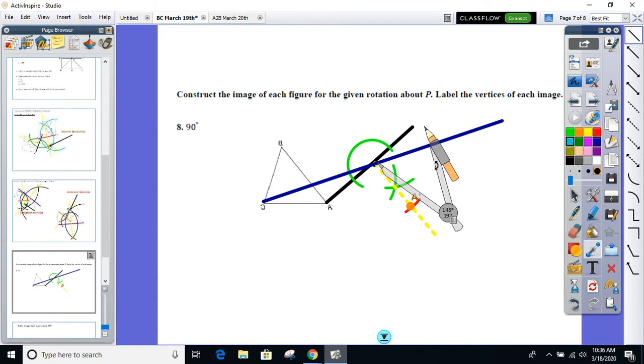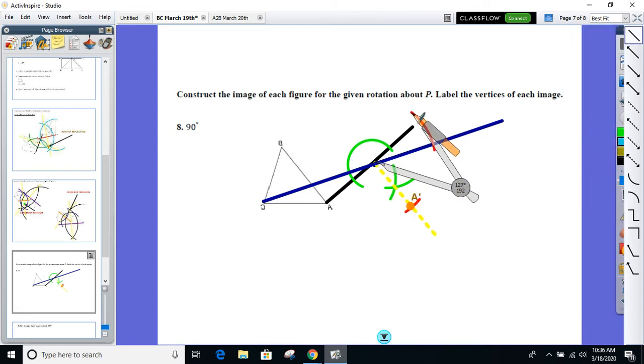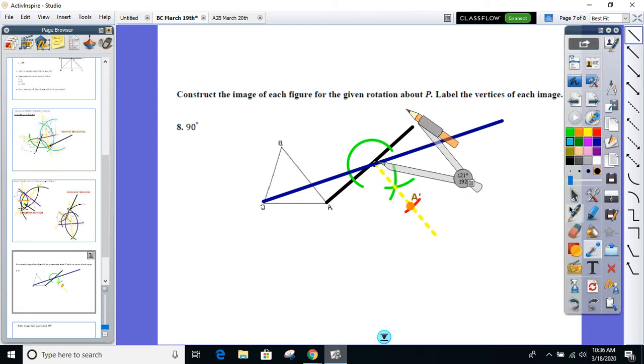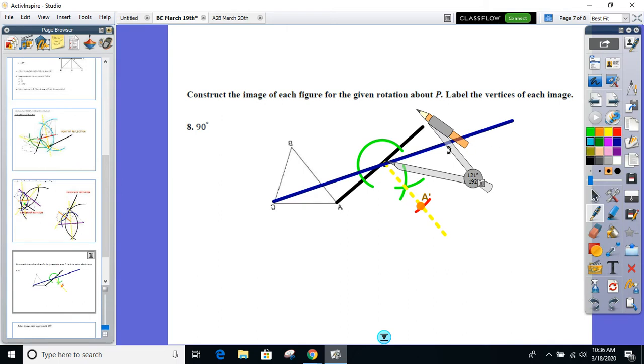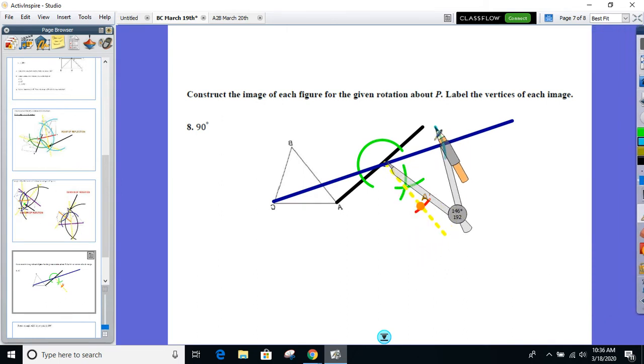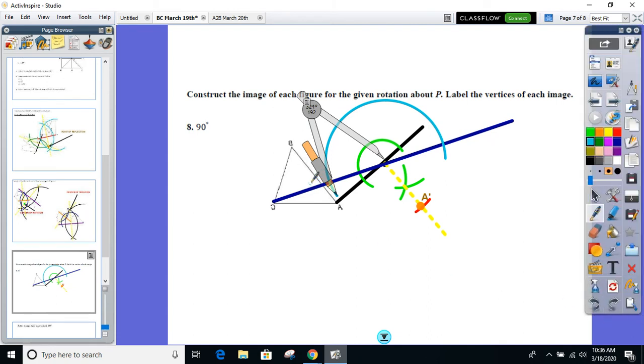Time for the light blue. And of course it doesn't. Let's try that again. Light blue. Here we go. Boom. There it is. Perfect. Let's make 2 more arc marks now.